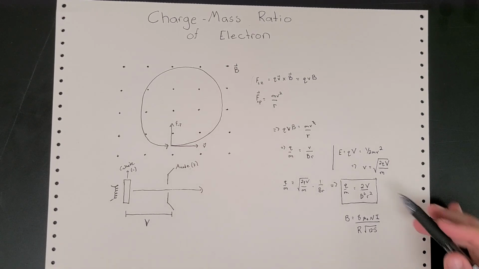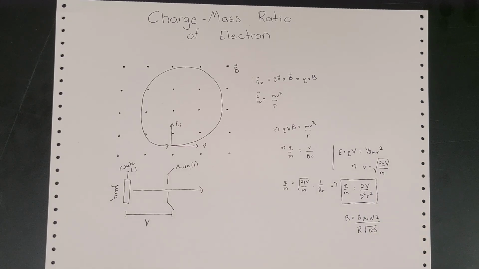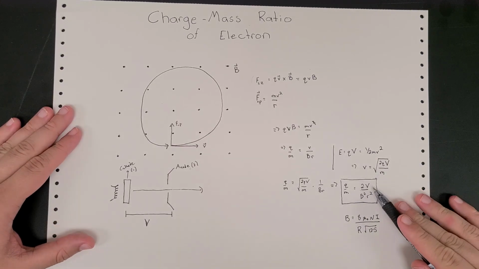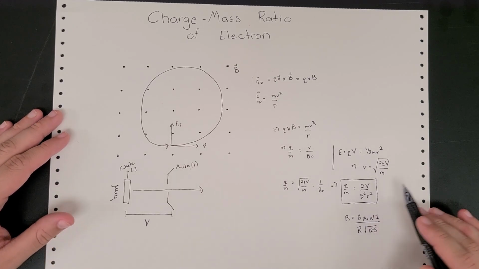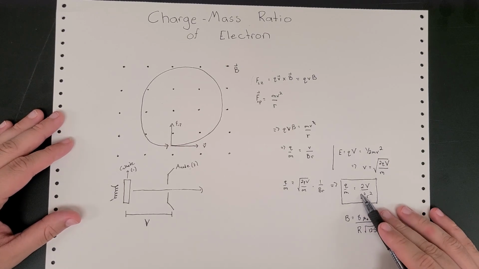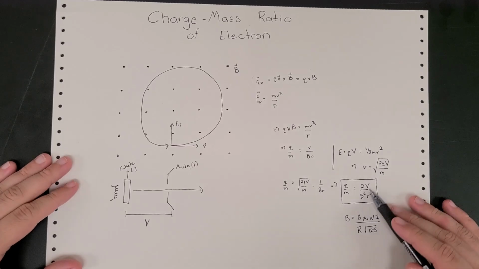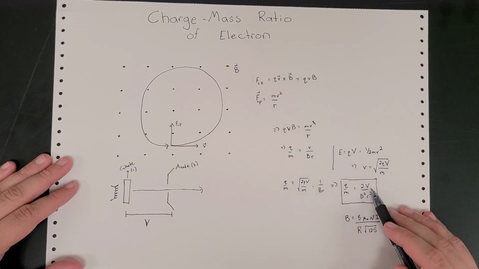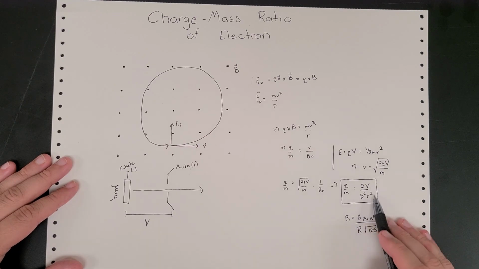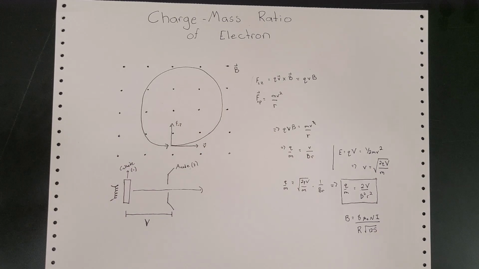From this boxed equation, the main one that we're looking at today, you can see that I can change my voltage and I can change my magnetic field, and in doing so, we can then calculate the charge to mass ratio, because changing our voltage and changing our magnetic field is going to change the radius of this electron beam.